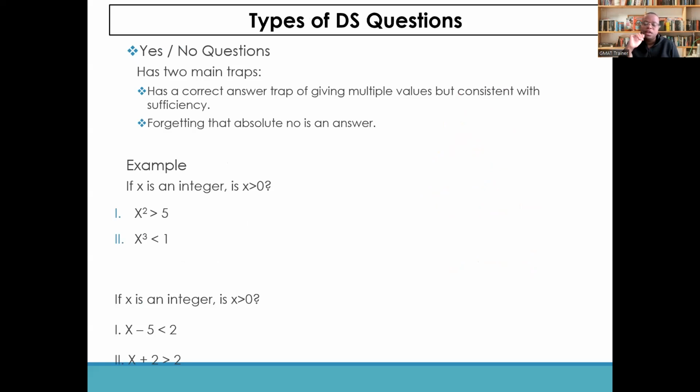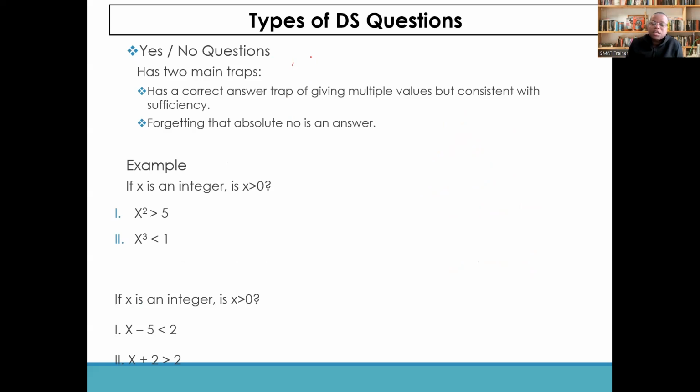Okay. The next thing about DS is the types of questions. You normally have two types of questions in data sufficiency. The first type we'll be looking at is yes/no questions. These are questions which are consistently yes or consistently no.